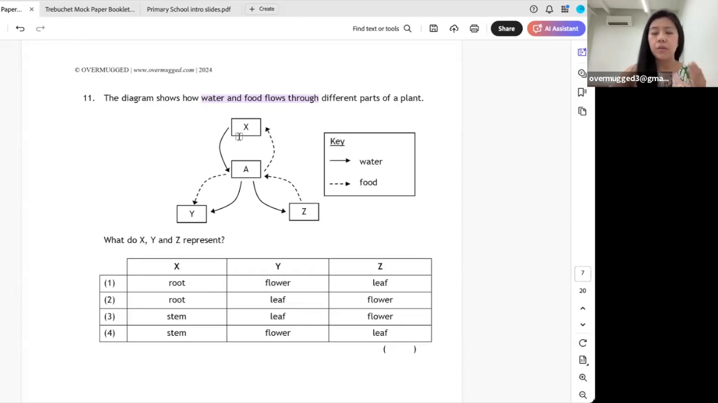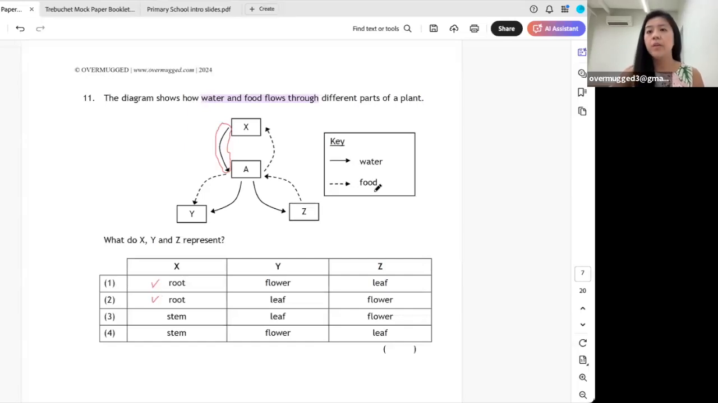So again, you need to recall, how does water enter the plant? It enters the plant when the roots absorb the water from the soil, okay? So over here, this shows the entry of water into the plant. This should tell you that X is the roots, and with that, we can narrow down our answer to option 1 and 2.